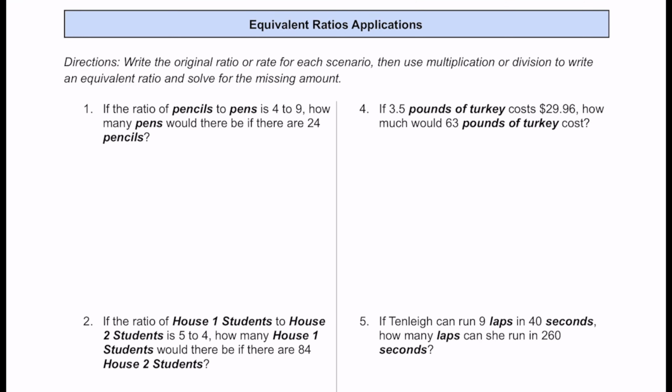Let's practice writing equivalent ratios and rates together. In number 1, if the ratio of pencils to pens is going to be 4 to 9, the question is how many pens would there be if there were 24 pencils? We got to keep the same ratio.